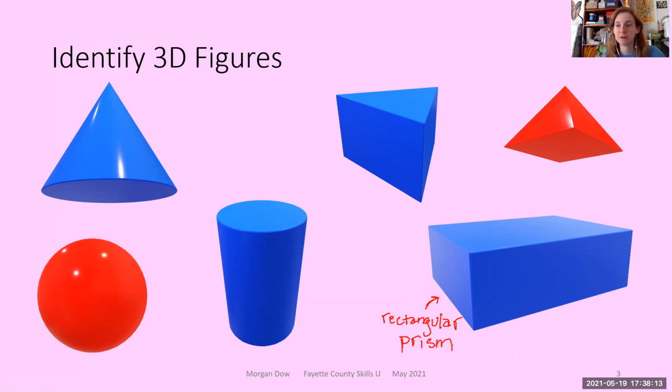So a rectangular prism is composed of 6 rectangles. So a top and a bottom, a front and a back, and 2 sides. So a rectangular prism has 6 faces, we call those. So faces are a flat surface on a shape. It has 6 faces, and all of those faces are rectangles.